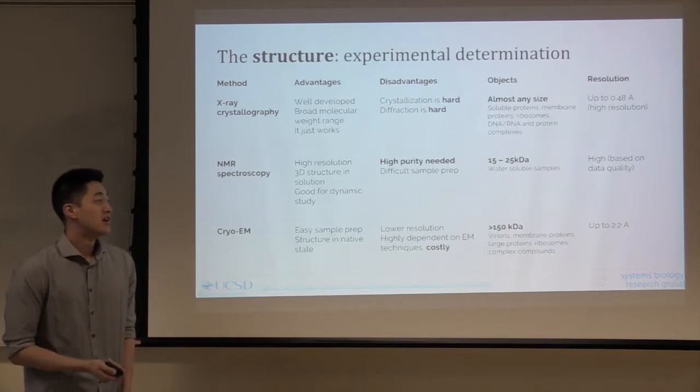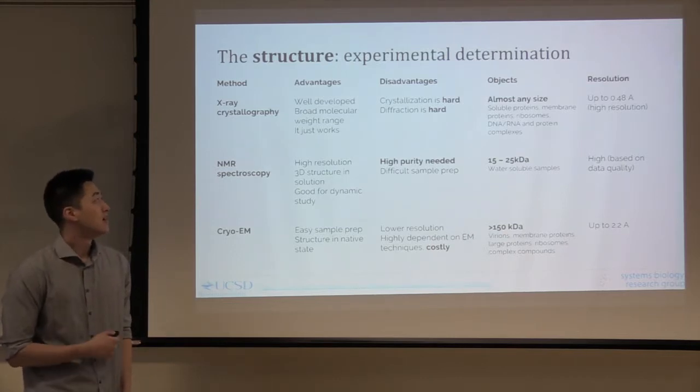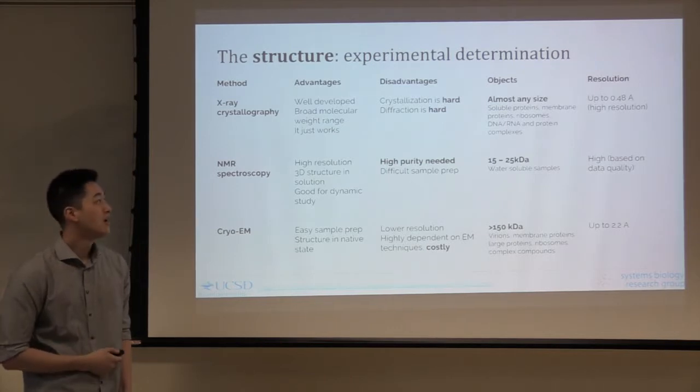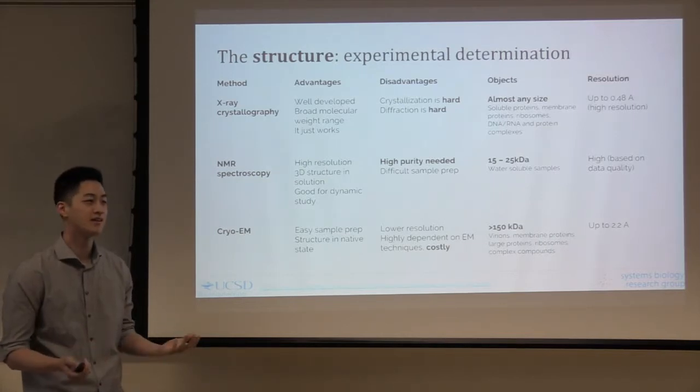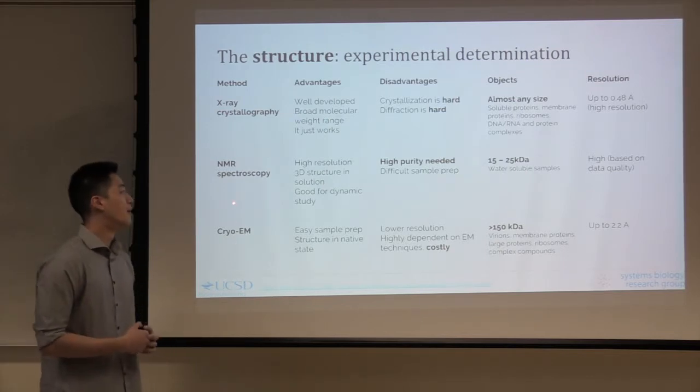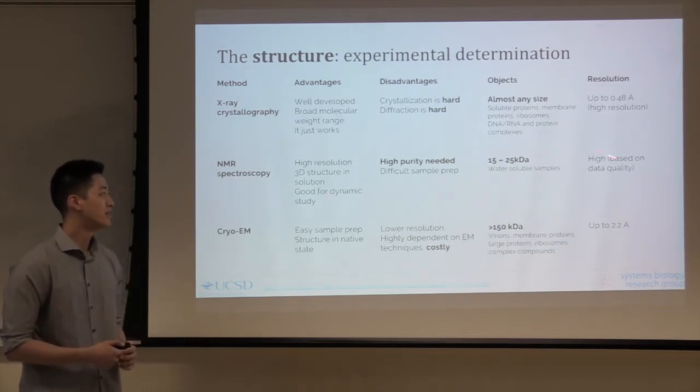So here's just a comparison of these methods. X-ray crystallography is the main method because it's well developed. You can crystallize almost any size of protein, so small or large, and you can get a very high resolution. And so resolution, I'll explain in the next slide, but you can think of it as a computer resolution. You know, the higher resolution, the better.